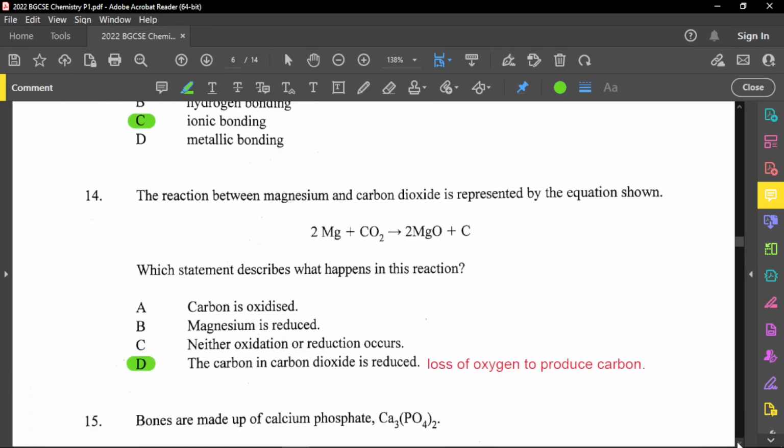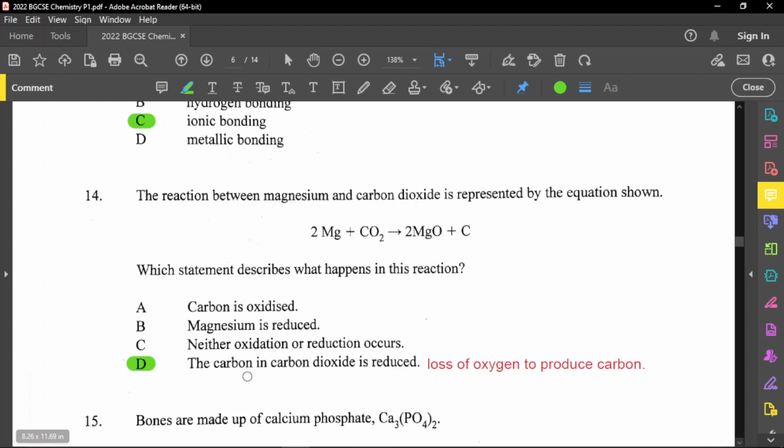All right, so question number 14. It says the reaction between magnesium and carbon dioxide is represented by the equation shown. So you have magnesium plus carbon dioxide to give you magnesium oxide and carbon. And of course, the reaction is balanced as written. It asks which statement describes what happened in this reaction. Just to point out, where it says carbon is oxidized, if you notice, carbon is losing the oxygen, so it cannot be oxidized. That couldn't be the answer there. And it says magnesium is reduced. Magnesium gains oxygen, so it is oxidized, right? And the option about neither oxidation nor reduction is not correct.